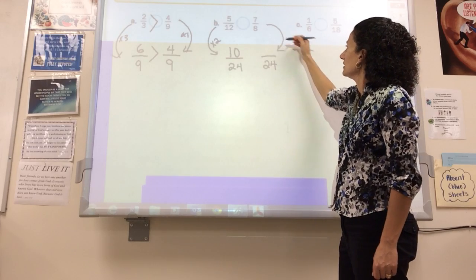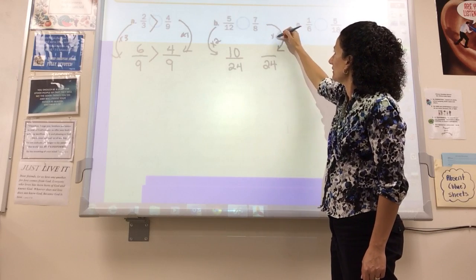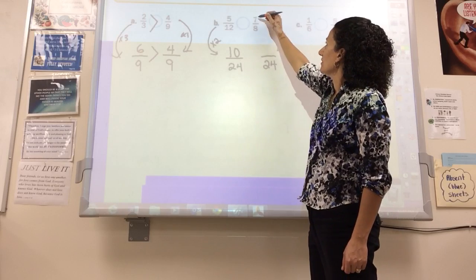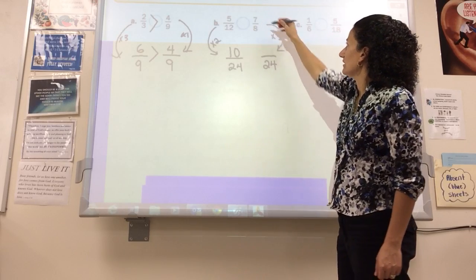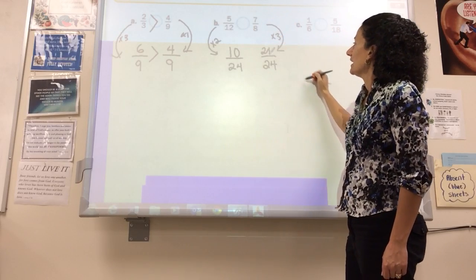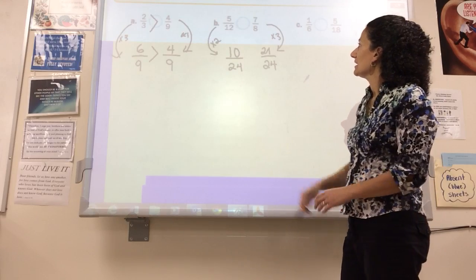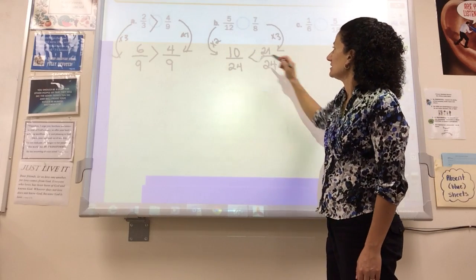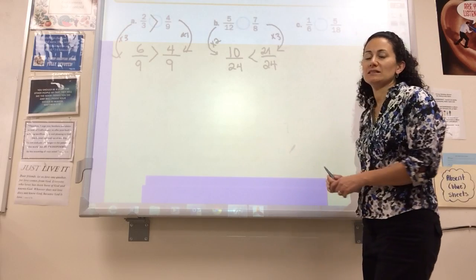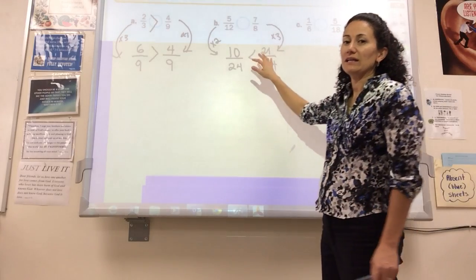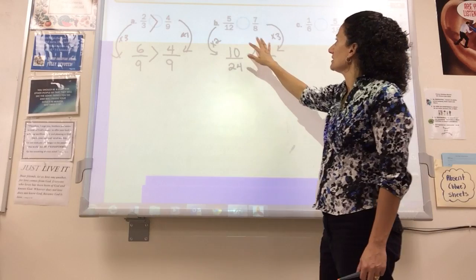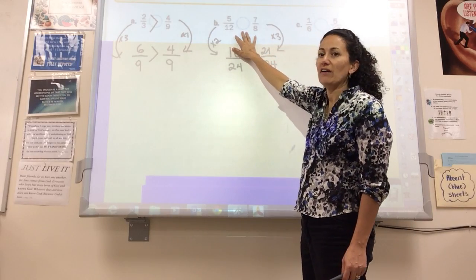Same thing over here. 8 times 3 is 24, so I'm multiplying this whole thing by 3. 7 times 3 is 21. And this is pretty easy to see that this is greater. This is much greater. Now this is an example of a problem that we really could have solved by just comparing the fractions to a half or a whole.